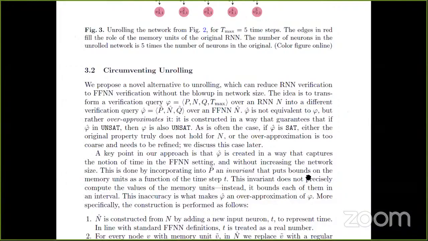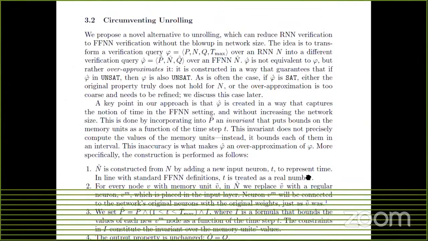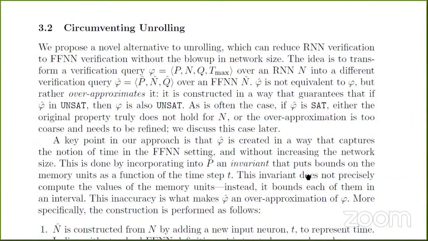Okay, so what is being proposed is something else, and this is about circumventing the unrolling. So what is it that they're proposing? You have this verification query, which is a 4 tuple now, right? You have this precondition, you have the network, you have the postcondition, and you have this T max, which is the maximum time bound for which the property should hold. So you have this 4 tuple, and the idea is to reduce it into a feed forward neural network verification problem, which we know was a 3 tuple, right? So somehow the T factor has to go away.